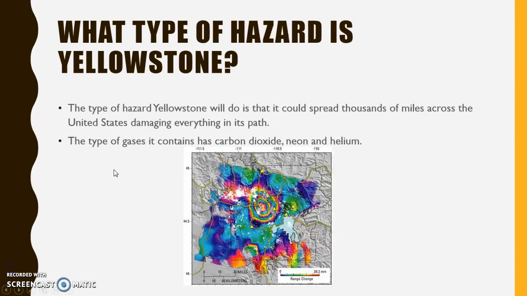What type of hazard is Yellowstone? The type of hazard Yellowstone will do is that it could spread thousands of miles across the United States, damaging everything in its path. The type of gases it contains is carbon dioxide, neon, and helium.